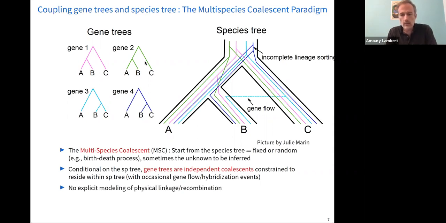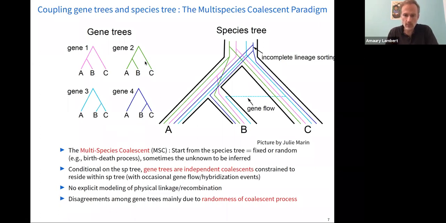Notice that in this model, there is no explicit modeling of physical linkage, the fact that you're looking at the ancestry of genes that might be located at neighboring locations on the genome. Here we assume that there's no recombination, like if genes were all on different chromosomes. And so here, disagreements between gene trees are, except for in the case when you allow for gene flow, mainly due to the randomness of the coalescent process, as you can see in the case of the dark blue gene 4.